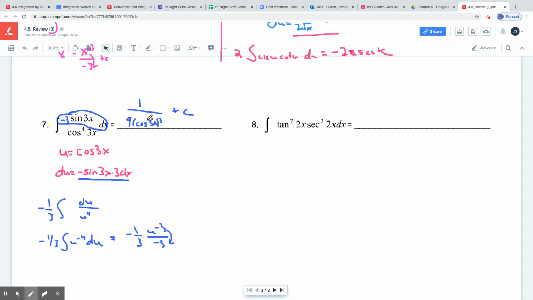Now, the 3 you can also put right here and not write it that way. If you wanted to write it like this, cosine cubed of 3x, you also can write that way. Either way is going to be fine. I don't care.